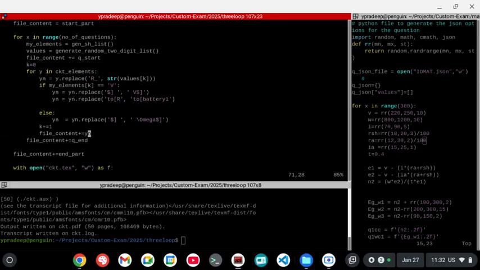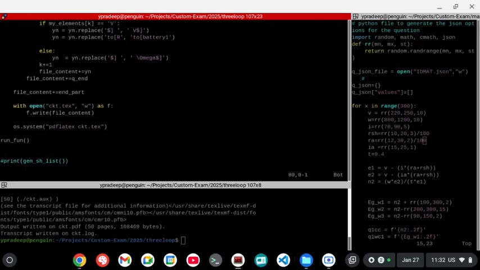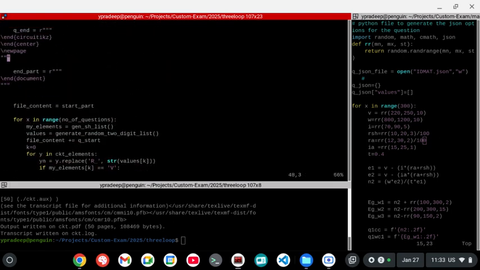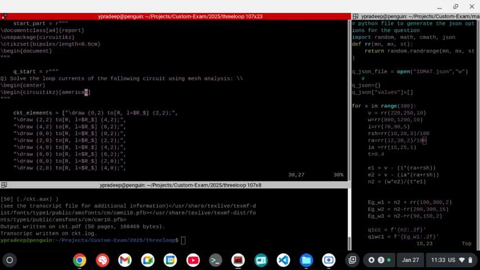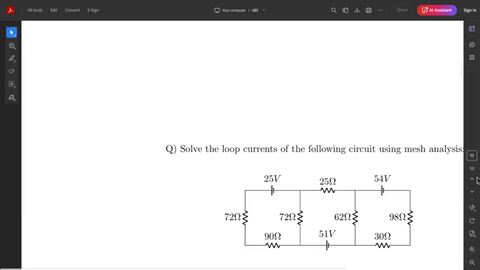If you go down, here you can see there is an if condition. If the element is V, then I change it to a battery symbol. Otherwise, it remains as a resistance symbol. So that is how it is. And finally, it is written to a file called circuit.txt, and then I'm converting into PDF using this command. It's a for loop, so if I give the number of questions, it will generate them. Okay. So now you know there are almost billions of combinations possible to make a circuit. So now the question is, how do you solve this?